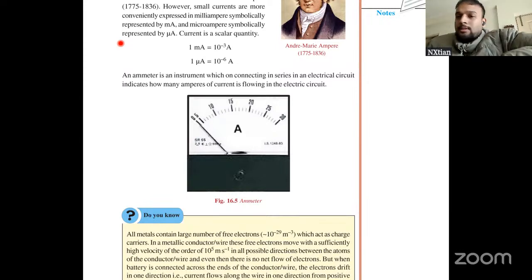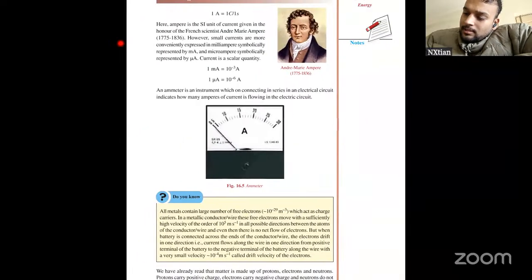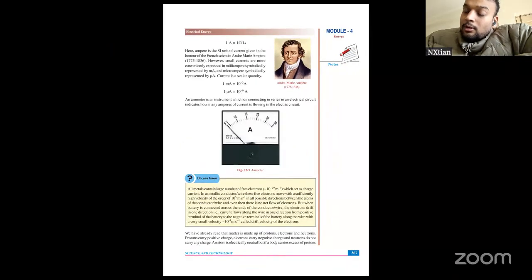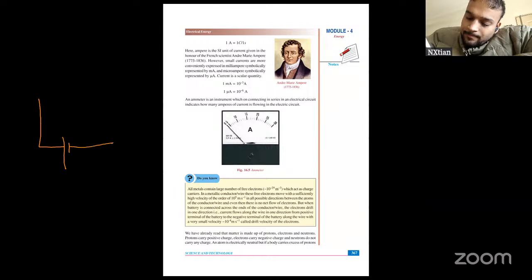Okay. Now listen, guys. This is an important thing. We will understand it like this. There are two types of instruments that we use in an electric circuit. For example, I will make one electric circuit for you. This is a battery. This is a bulb. This is a switch. And this is a device which is also called an ammeter.